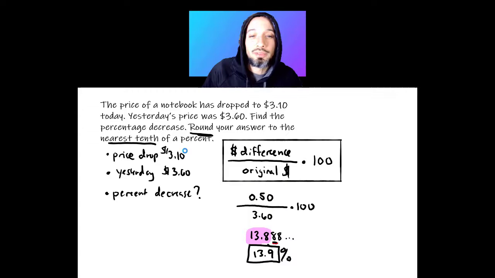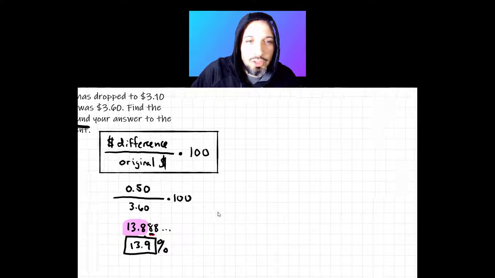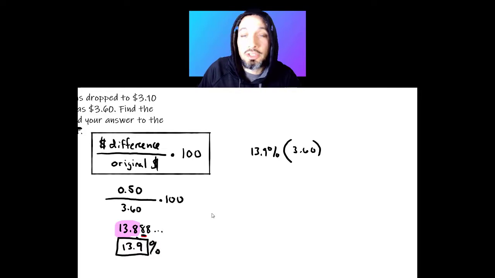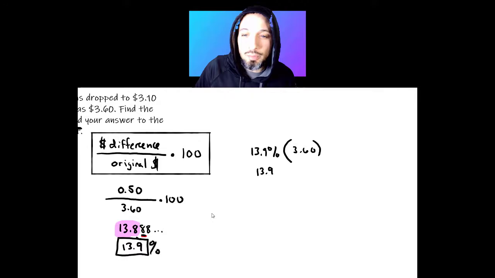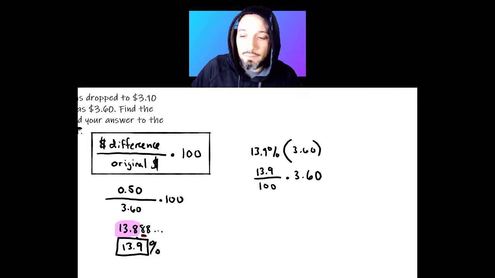So 13.9%. And then in your last step, all you got to do now is check your work. If I take my percentage, 13.9%, and multiply it with yesterday's price, which was 360, I should get the difference, the price change, which was 50 cents. So let's check it out. Don't forget, 13.9% means 13.9 out of 100. So percent means out of 100. We're going to multiply that answer with 3.60, and let's see if we get 50 cents.